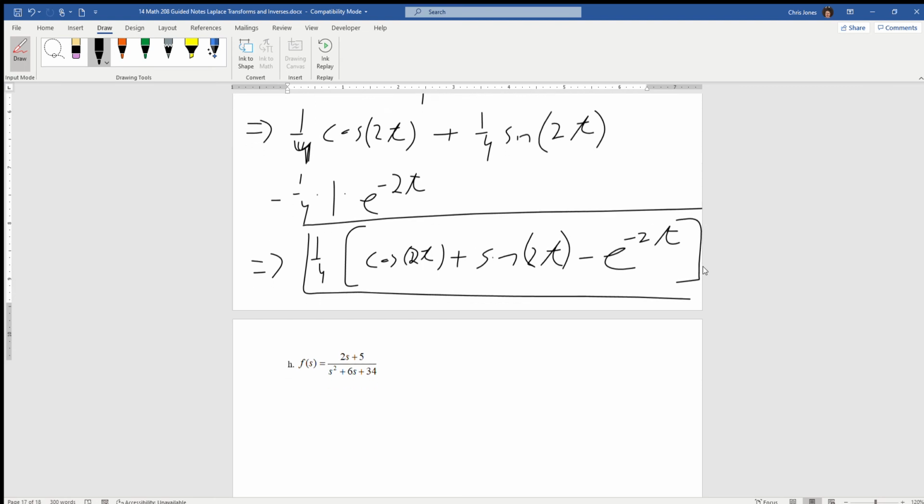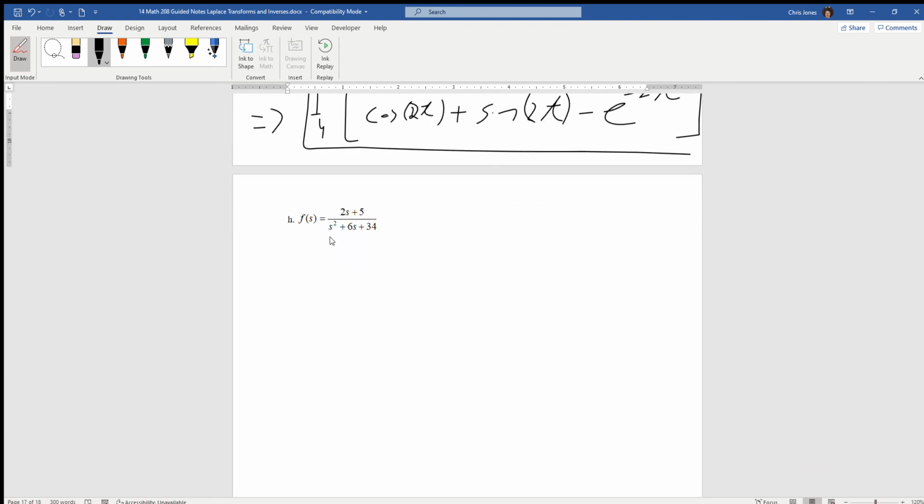Doesn't mean it's any more difficult or easier. So we have s squared plus 6s plus 34 in the denominator, 2s plus 5 in the numerator. How is it different? Well, unfortunately, this is a prime polynomial, so we can't factor it. One of the techniques you might remember from Calculus 2 is that sometimes completing the square helps out a lot, and this is one of those sometimes.